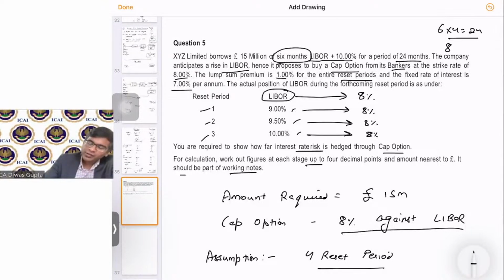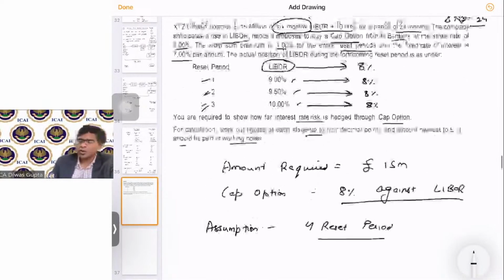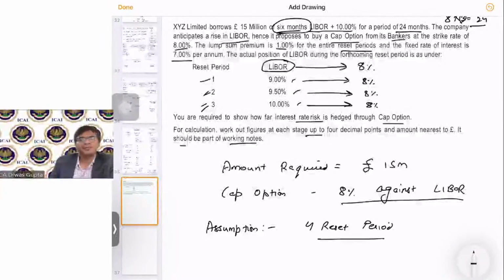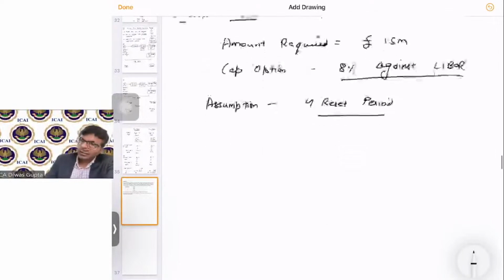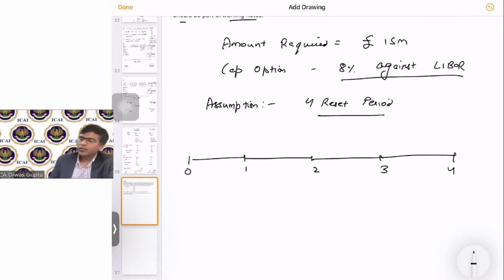Alternatively, you can also assume 8 into 3 because 3 reset periods data is given. But I am actually taking 4 reset periods because evidently it is given in the question. It's a 6 months LIBOR. So 6 months LIBOR, then it will again get reset, then again it will get reset after 6 months. So the resetting is happening after every 6 months. Okay, so these are the 4 reset periods.